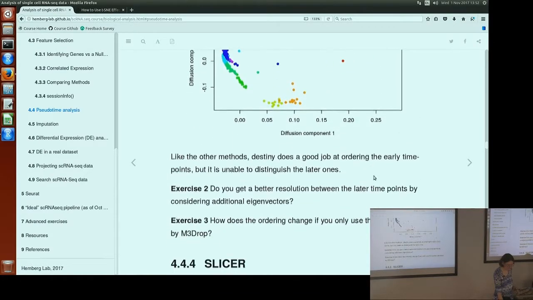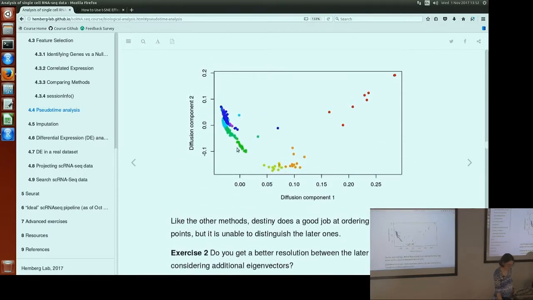Yeah, and adding additional eigenvectors shouldn't really help the resolution of the later time points. This is because there are much bigger differences between the earlier time points and the late time points than there are between the different stages in the late time points.